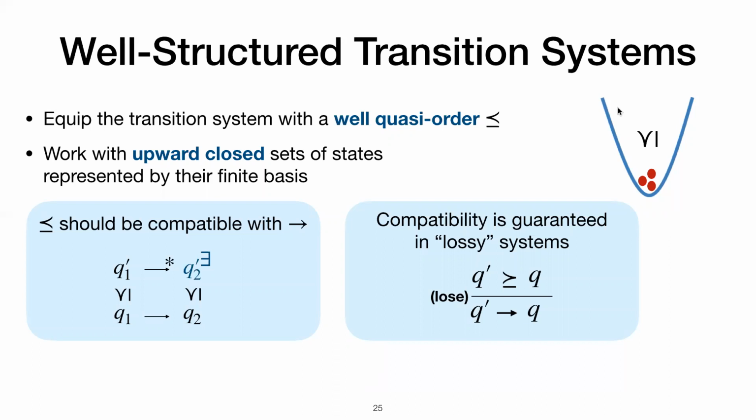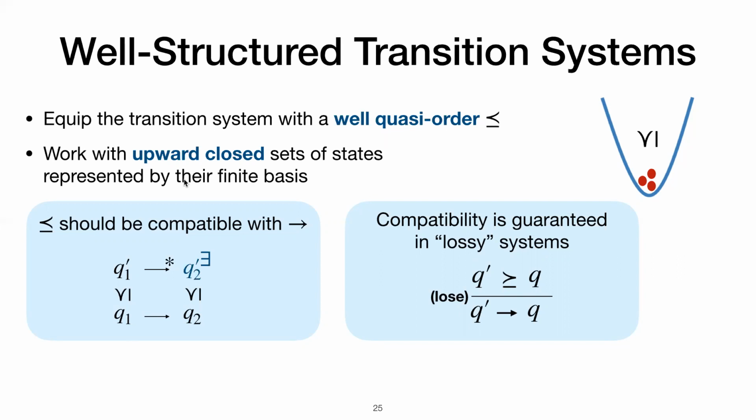And what makes this analysis precise is that we have a condition that requires the quasi-order to match the transition system. This condition says that if Q1 can take a step to some state Q2, and Q1 prime is larger in the order than Q1, there should exist some state Q2 prime that is larger or equal to Q2, and Q1 prime can reach Q2 prime in some sequence of steps. With this condition, we can show that the algorithm from the previous slide is indeed precise and is not losing any precision when working with this representation.